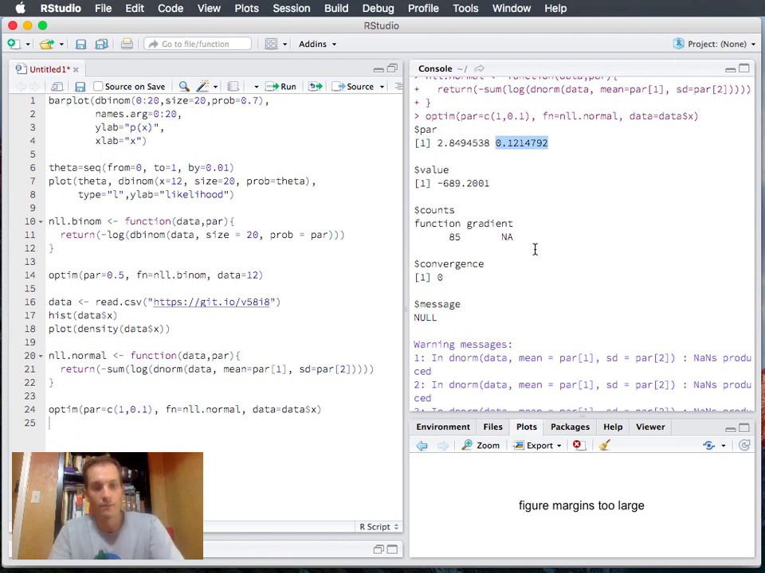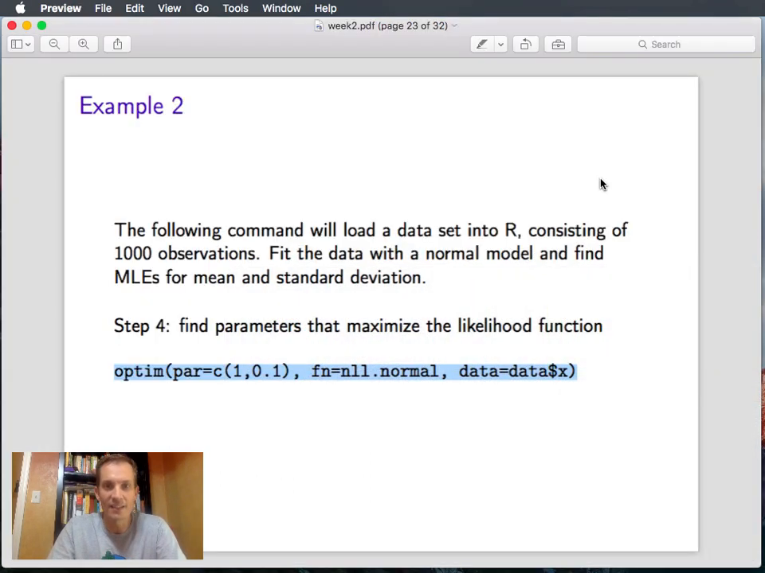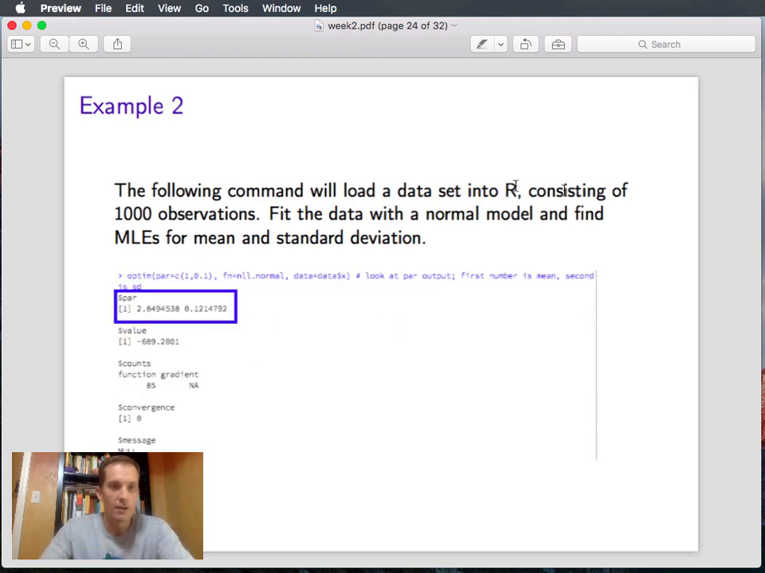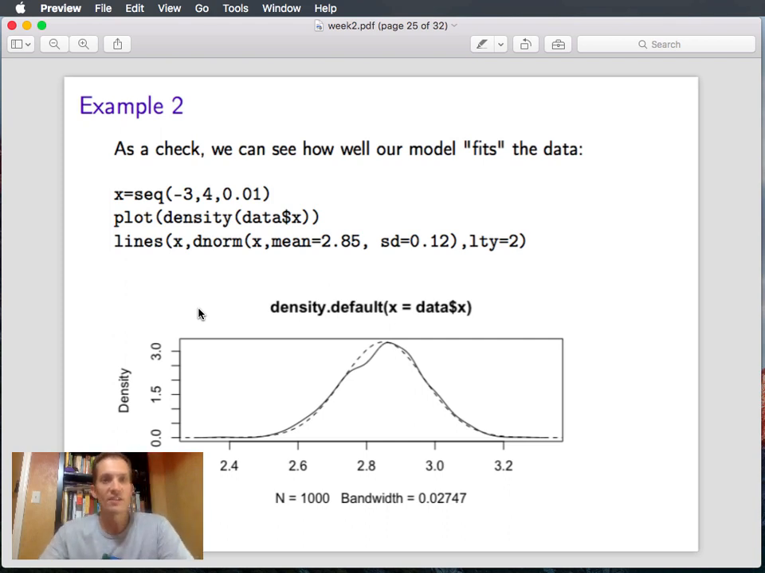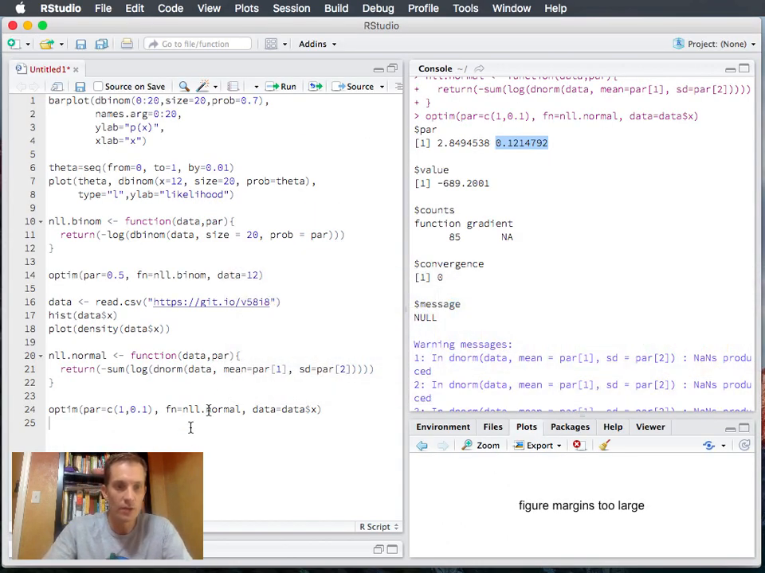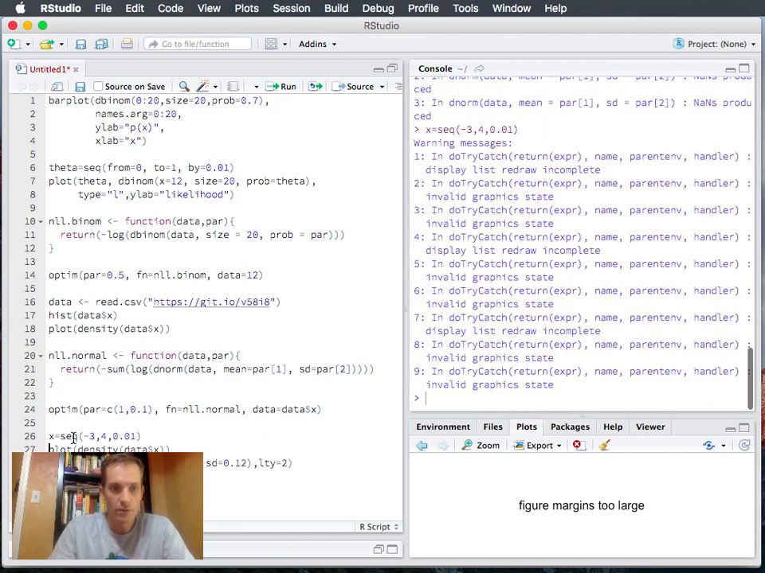All right, pretty cool. Once again, I'll show you, just so you have this on your PDF as well. You can see these are the 2 parameters. These are the maximum likelihood estimates for the mean and standard deviation. Now, a good thing to do is to see how well our model fits the data. So I've got 3 lines of code here that will help you do that. Let's go back over to RStudio, put those things in, and let's execute these 3 guys right here.